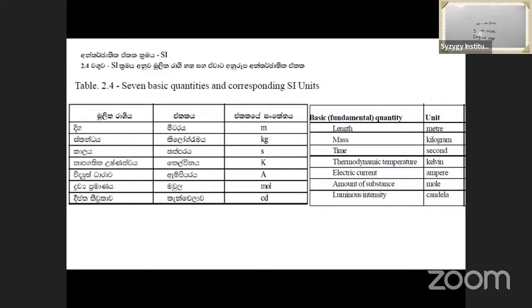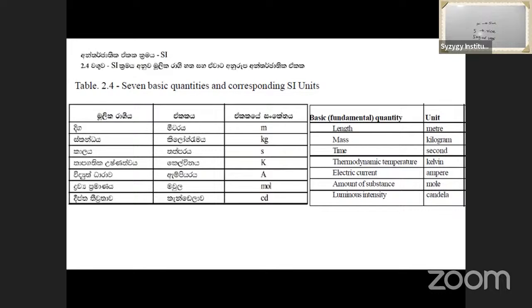Then amount of substance. Assume you want to make a cup of tea. You can put one sugar and make your tea, right? Or you can add another 2 or 3 spoons of sugar. Then what will happen? Yes, your taste will increase. That means the amount of substance, or otherwise, the portion of sugar has increased. We call that amount of substance.